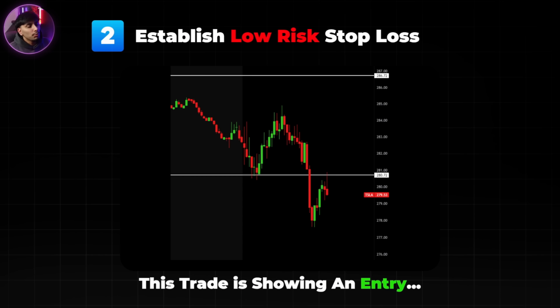For step 2, we need to establish a low risk stop loss. Now, using the same example that I just showed you, the trade has actually opened up for the day. It came back into this 280.72 key level, which, if you don't remember, is the previous day pivot level, and you can see it held at support, and now it is breaking below that support and coming back, acting as if that support is now resistance.